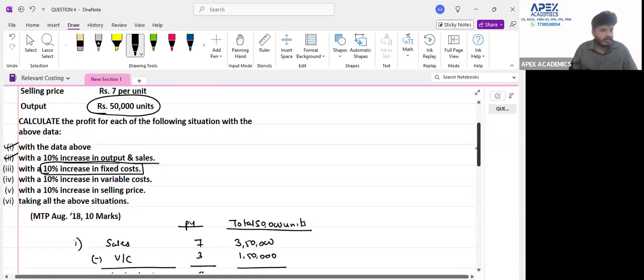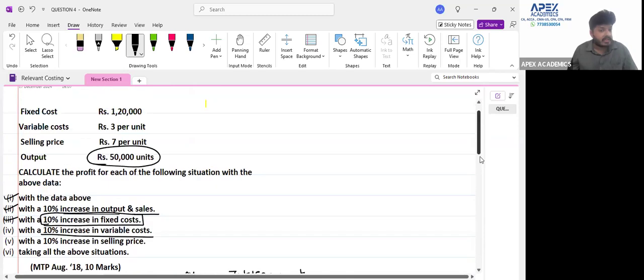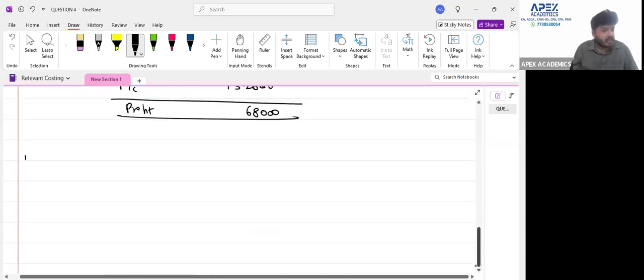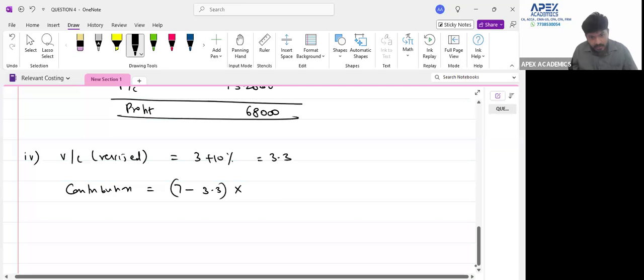Which is this? Your third scenario. Fourth scenario, with a 10% increase in variable cost. Now, variable costs are 3. Now, see what will happen. A 10% increase in variable cost. Variable cost revised will be how much? 3 plus 10%. So, 3.3. Now, see here. Your contribution is 7 minus 3.3 multiplied by how many units? 50,000 units.